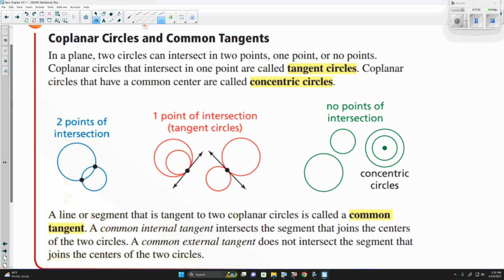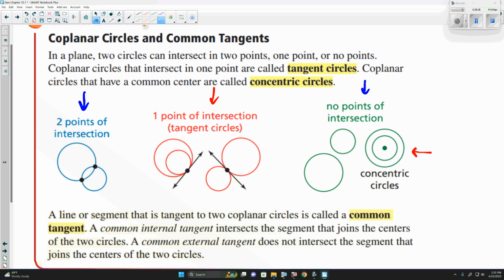So this here I don't think is necessarily in the notes. I still do want to talk about it. Now we have coplanar circles and common tangents. In a plane, two circles can intersect in 2 points, 1 point, or no points. So either 2 points of intersection, they overlap each other; 1 point, they're essentially touching at that point of tangency, so we can say the circles are tangent to each other; or no points.